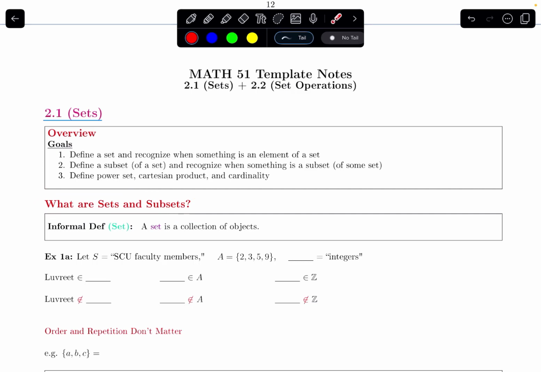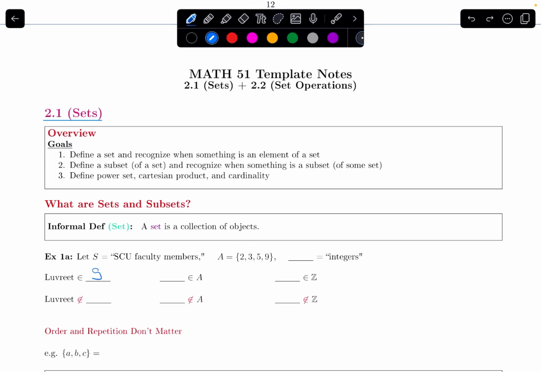So let's start with an informal definition, which says that a set is a collection of objects. So let's look at an example. The example says, let S be the set of SCU faculty members. So as an example, Lavreet, which is my name, I am one of the SCU faculty members, so I would say Lavreet is an element of S. We've seen this symbol before, which just means is an element of. This symbol with a slash through it means Lavreet is not an element of. Well, Lavreet is not an element of this set A.